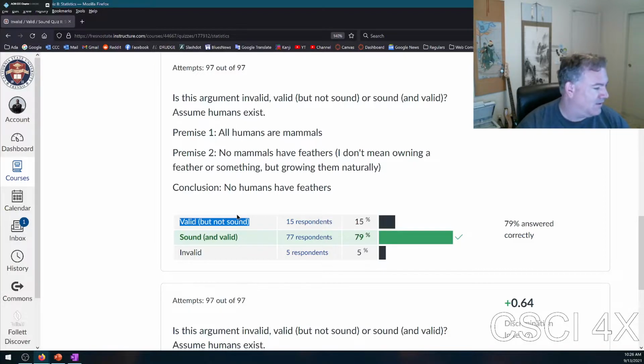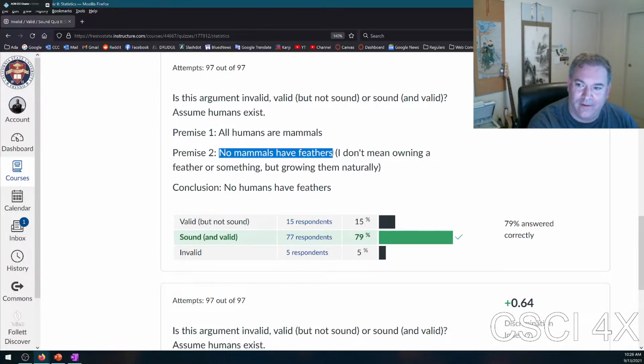I won't trick you unless. Okay, so yeah, it's not true. It's honestly not a trick question. No mammals have feathers, and you can look it up if you want, if you don't believe me.